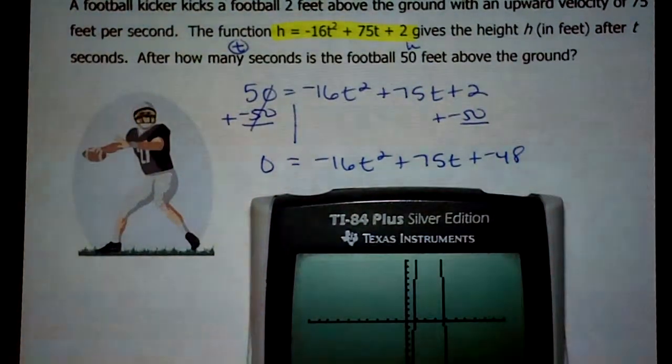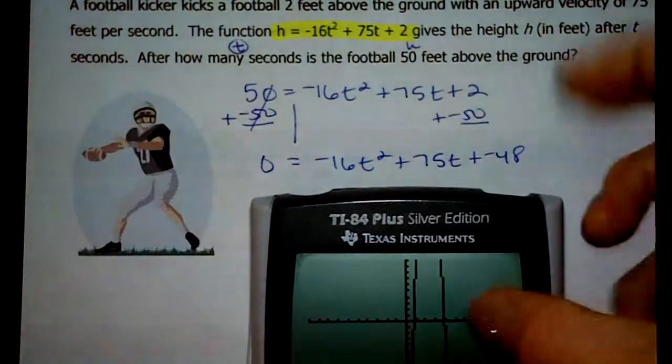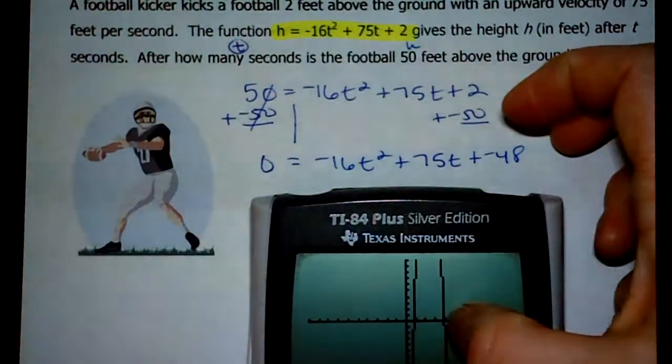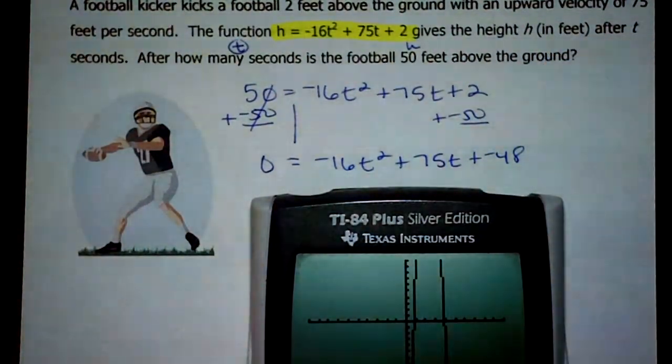Okay, when I look at this graph, to me it looks like x is 1 and x is 4. And maybe you're thinking, well, wait a minute, how can there be two answers? I'm trying to figure out how many seconds the football was 50 feet above the ground. How can it happen twice? Well, remember that little saying, what goes up must come down.